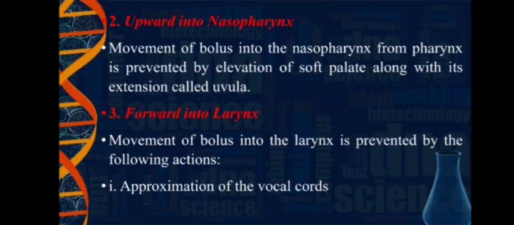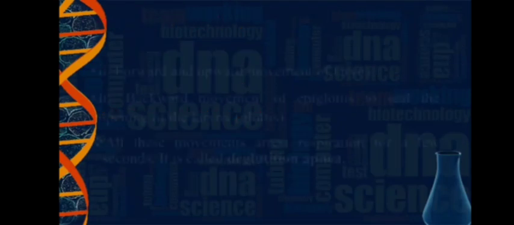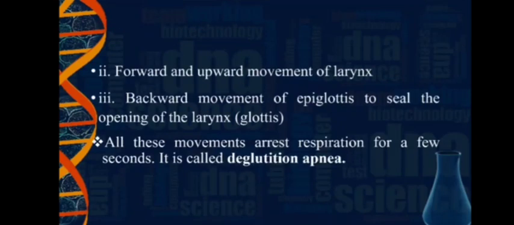First one is approximation of vocal cords. Second one is forward and upward movement of larynx. Third one is backward movement of epiglottis to seal the opening of larynx or glottis. All these movements arrest respiration for a few seconds, which is known as deglutition apnea, which is a clinical condition.